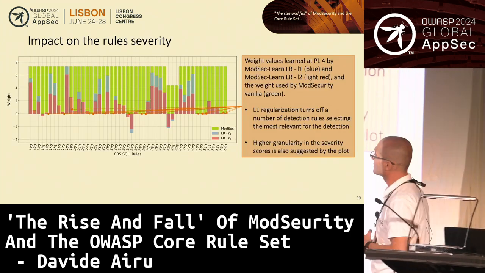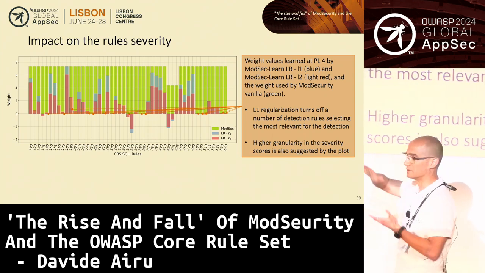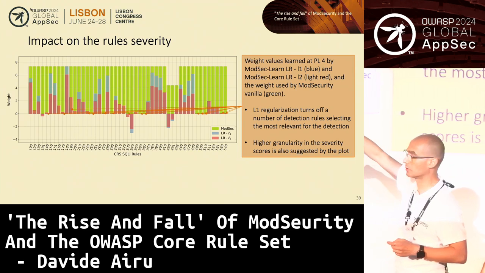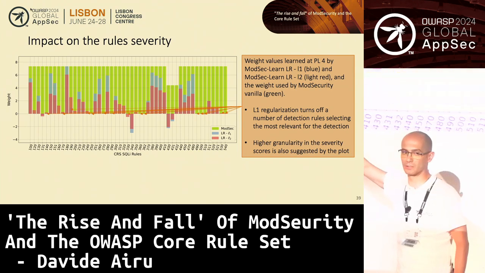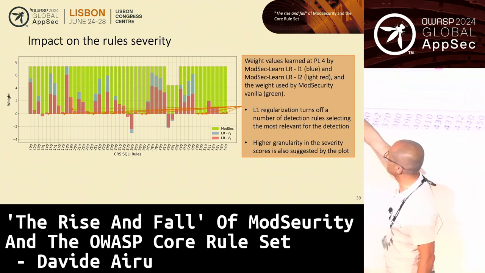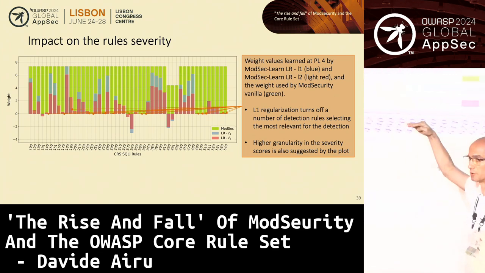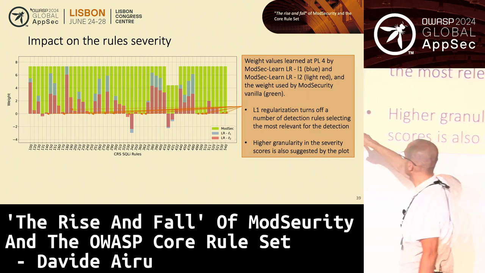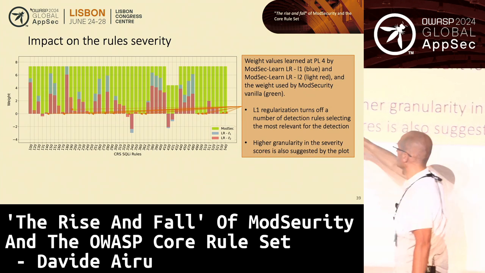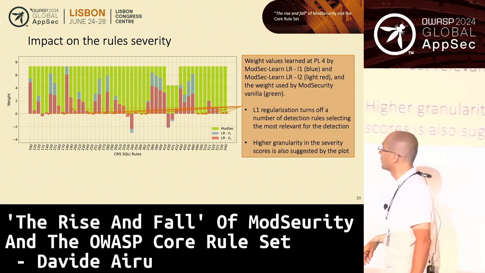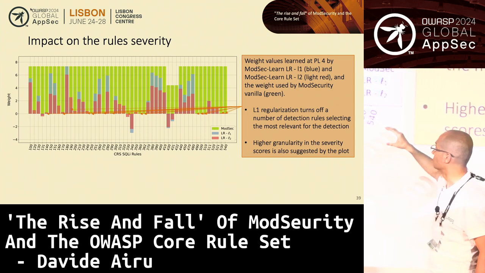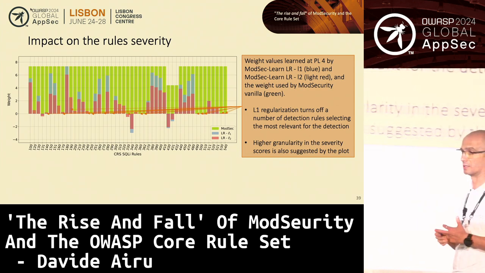Another interesting thing is how the severity values are distributed. Do not pay attention to the actual values, so the weights are not the real scores from the rule set because they have been rescaled. But let's say the green part represents the reference value, which is provided by the rule set, and the blue and the red bars represent the value that has been assigned by the classifier with two different degrees of regularization. So what is interesting is that the classifier is adjusting the values. In several cases, you are not using the same values that were originally foreseen.